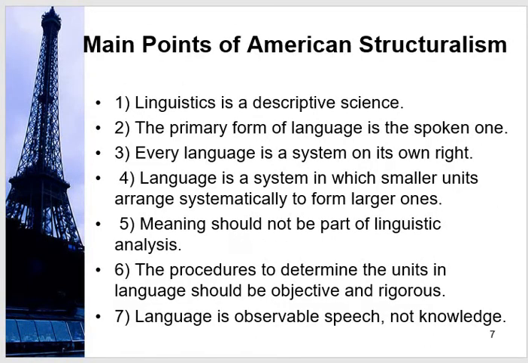Some main points of American structuralism are: linguistics is a descriptive science. The primary form of language is the spoken one. Every language is a system in its own right. Language is a system in which smaller units arrange systematically to form larger ones. Meaning should not be part of linguistic analysis. The procedures to determine the units in language should be objective and rigorous. Language is observable speech, not knowledge. Now we'll discuss these seven points separately.